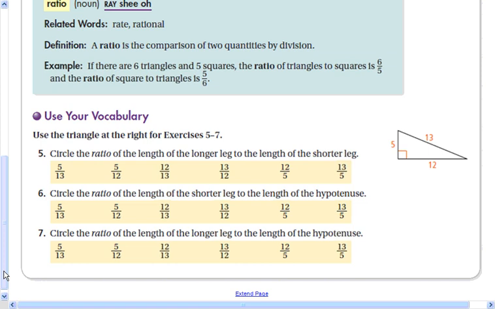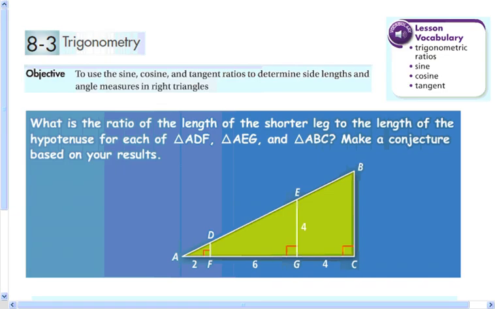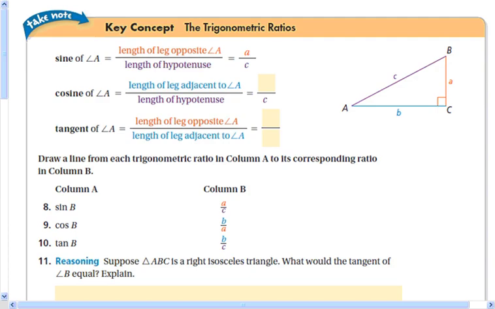Read the important vocab word here. Make sure you get these ratios right. It's important when you're using trig functions. All right, so this is a review of last year.